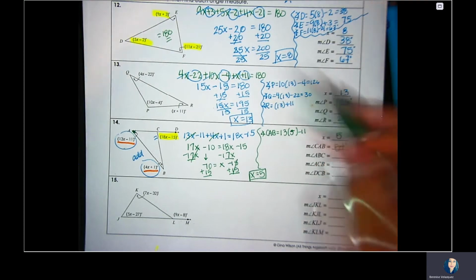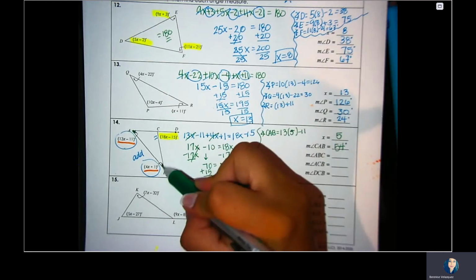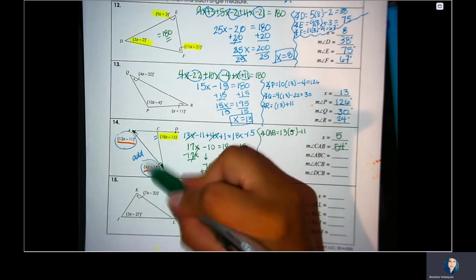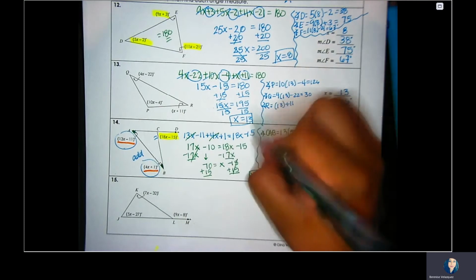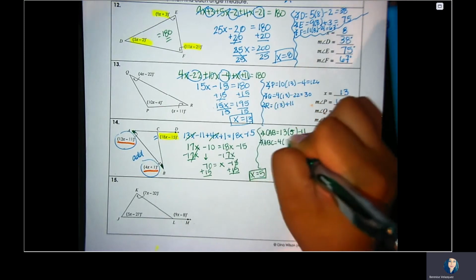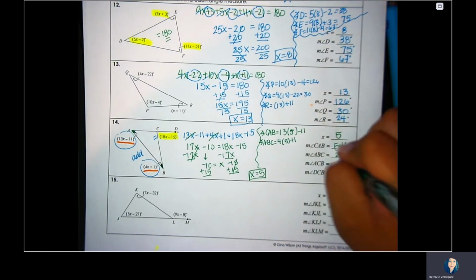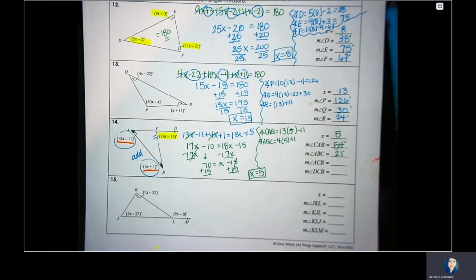Okay, next one, ABC. It's going to be this corner right here. So it's going to be this angle, 4x plus 1. So angle ABC is equal to 4 times 5 plus 1. You should be able to do that one in your head. That's 20 plus 1, so that's just 21 degrees.